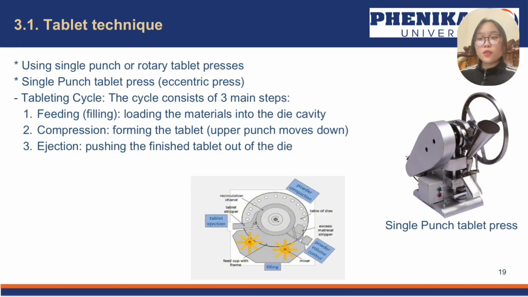To form a tablet, we use either a single punch or a rotary tablet press. The single punch press, also known as an eccentric press, follows a 3-step cycle. Feeding, or you can call filling, the formulation material is loaded into the die cavity. Compression, the upper punch moves down to compress the powder into a solid tablet. Ejection, finally, the finished tablet is pushed out of the die. This machine is usually used for small-scale production or R&D.